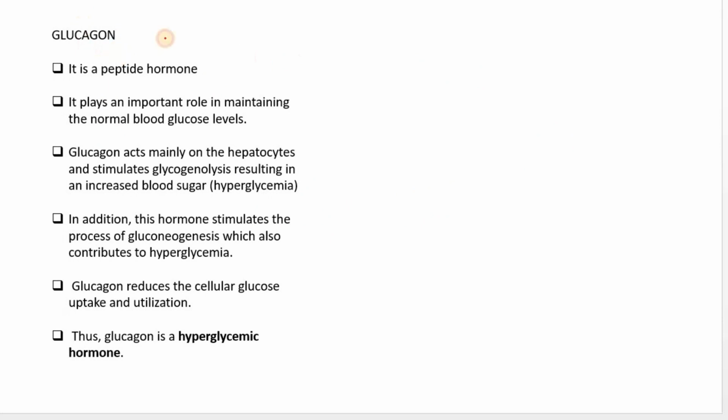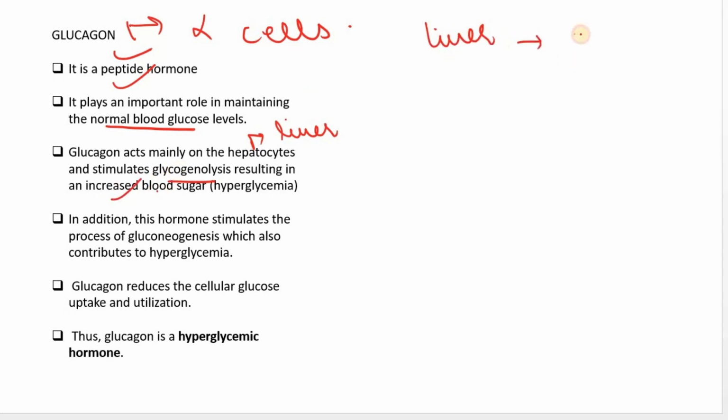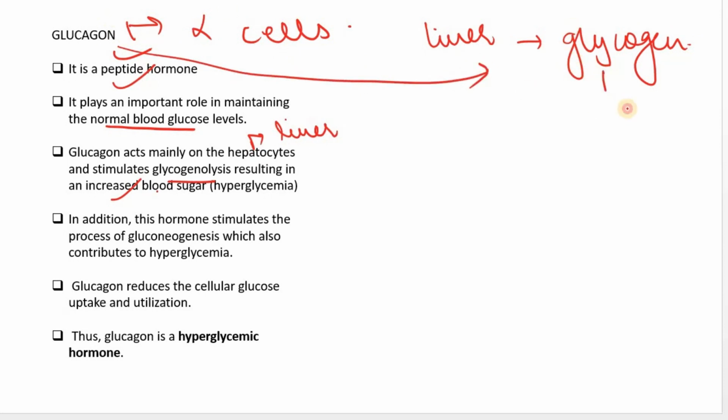Let's take a look at glucagon that is produced by alpha cells of islets of Langerhans. Glucagon is a peptide hormone. It plays a very important role in maintaining the normal blood glucose level of a body. Glucagon mainly acts on hepatocytes. Hepatocytes are the liver cells and it stimulates the glycogenolysis, resulting in an increased blood sugar level. As we know, our liver stores glycogen. So when this glucagon is released in the blood, it causes the glycogen to break down into glucose, and hence the blood sugar level of our body increases.